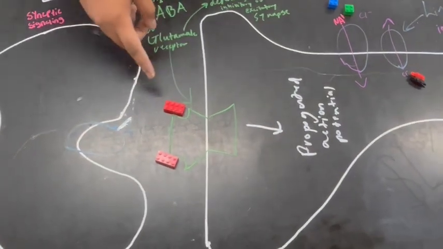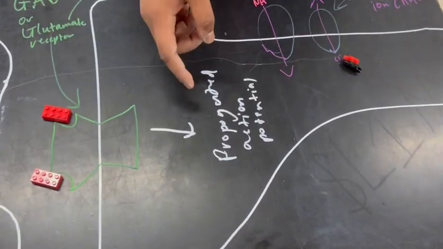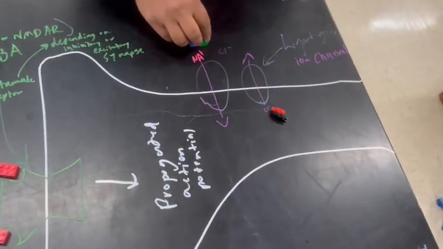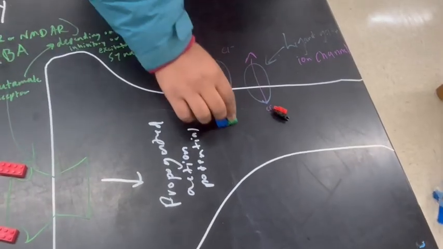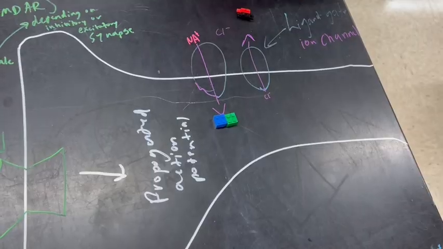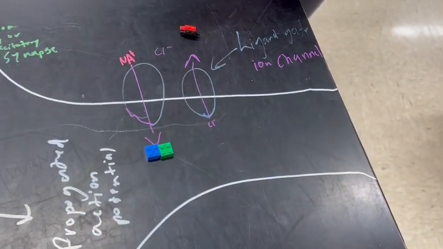And this is also what causes an excitatory propagated action potential in the next neuron, which causes the same thing again, where positive ions flow in and negative ions flow out. And this is done through ligand ion channels.